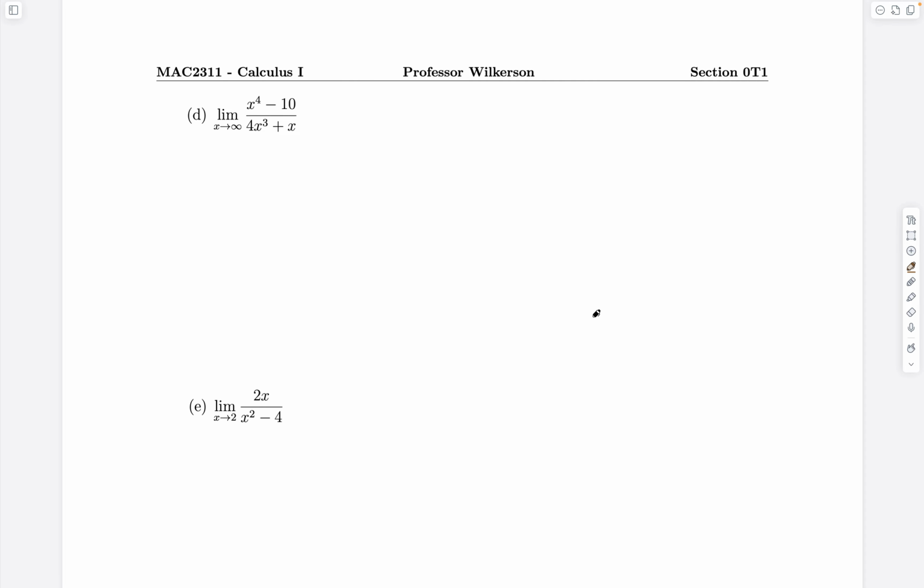So take a look at D. First and foremost, we always plug in our value, right? We try direct substitution, see what the result is. So when I plug in infinity here, what I notice is that in the numerator, infinity times itself 4 times would stay drastically large. It would stay at infinity, even with the subtraction of 10, right? So if you have $1,000,000 and you take away $10, you more or less have $1,000,000, right? And conceptually, no one would really notice $10 missing.